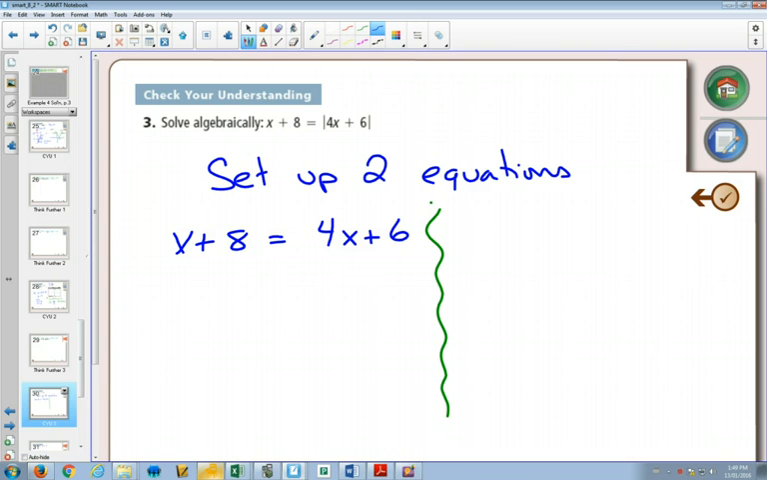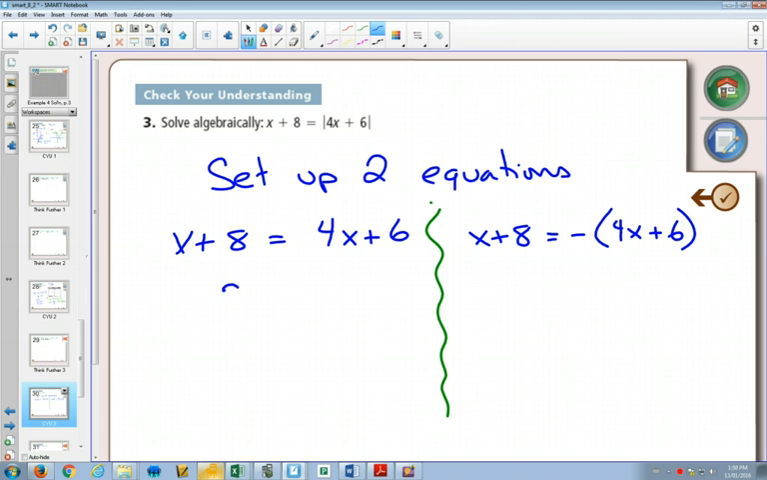But we also have our other equation where our entire absolute value would be negative. So you just put a negative outside in front of that function. Solve both of them separately.